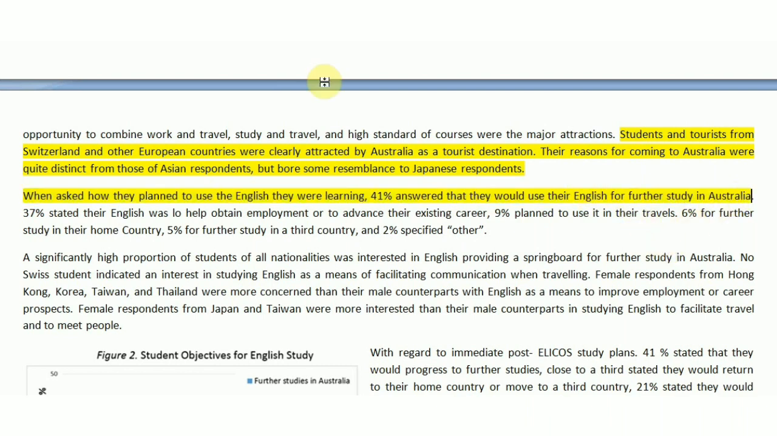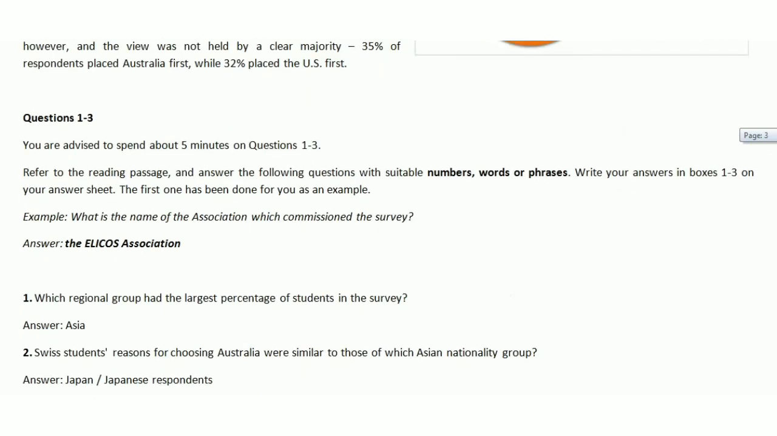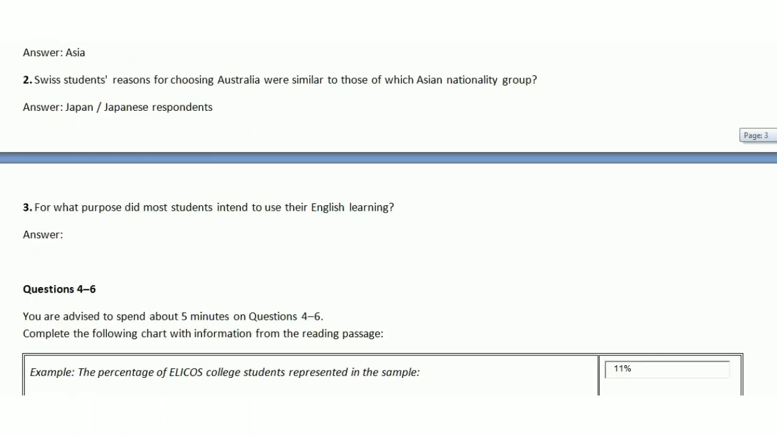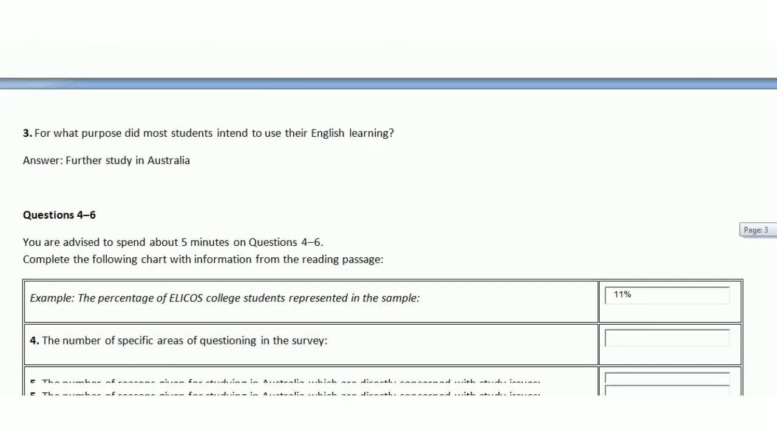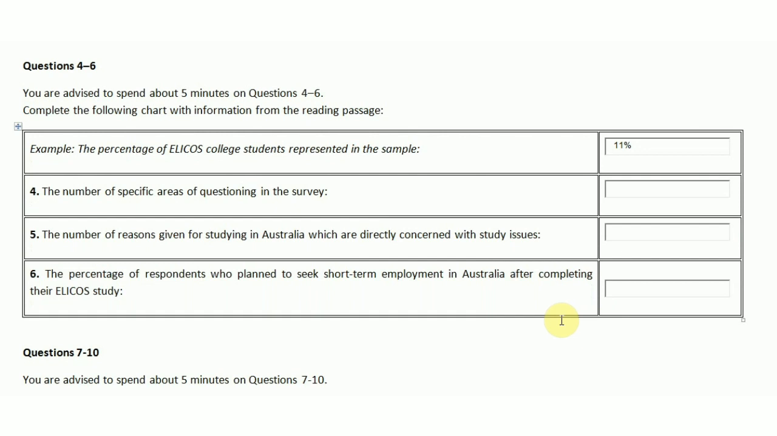So clearly our answer is going to be, because they have asked the purpose, so what purpose? It's further study in Australia. So let's write it down. Further study in Australia. Okay, so we have done the first three questions, and now 4 to 6.